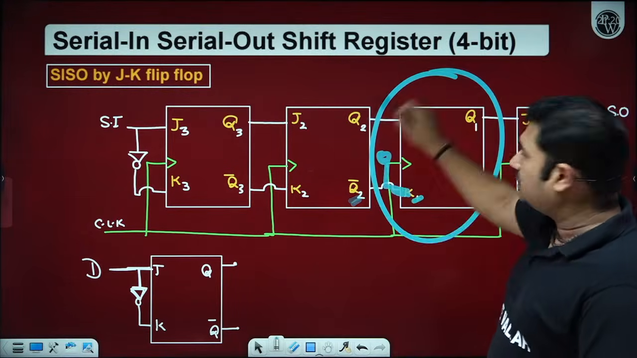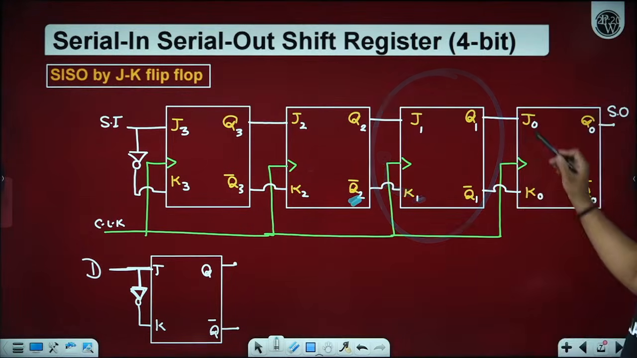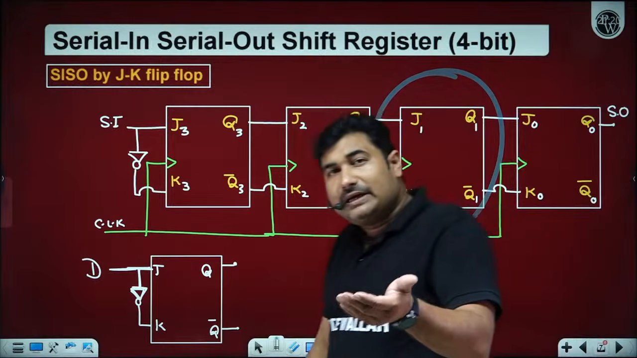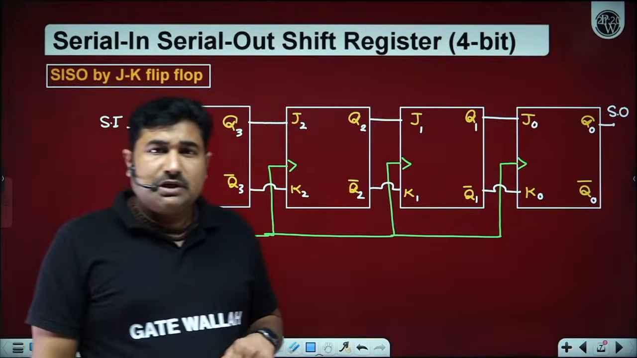So this also looks like a D flip-flop. This is also operating the same as the D flip-flop. Is it okay?